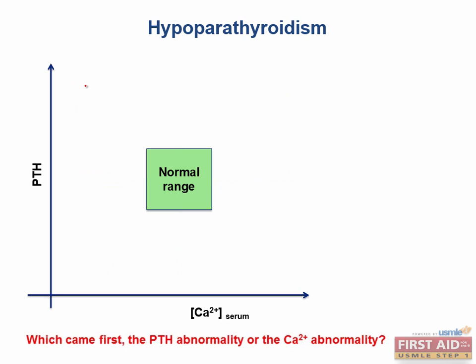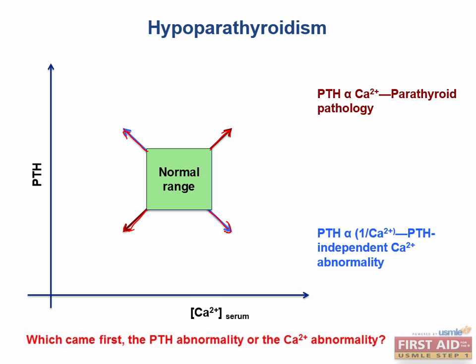PTH increases calcium. So, if the two are directly proportional, meaning either that both are increased or both are decreased, then it's pretty safe to say that the problem is with the parathyroid gland itself. Conversely, if the two are inversely proportional, meaning PTH goes up while calcium goes down, or vice versa, then the problem is a PTH-independent calcium abnormality. Now, you're probably still asking yourself, okay, why do I have to know this?